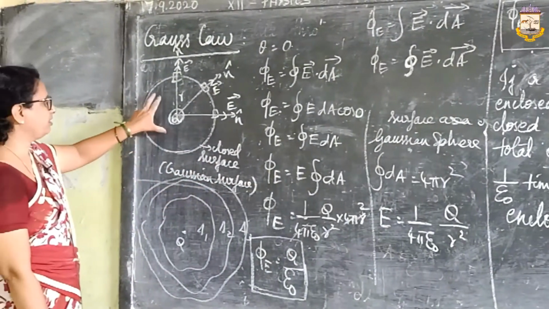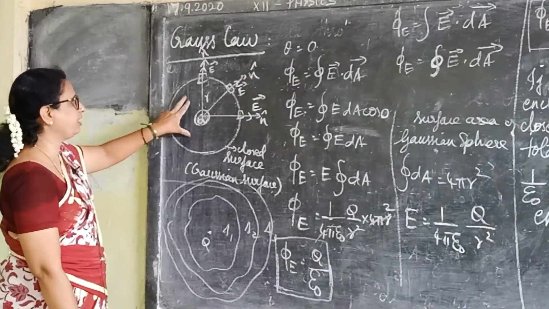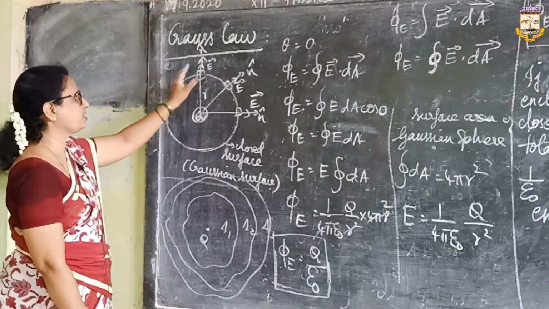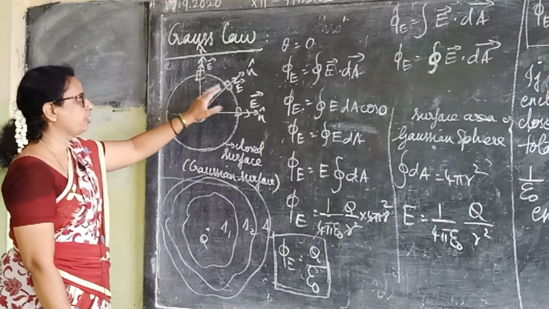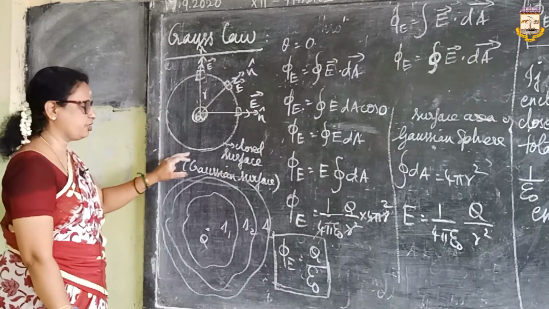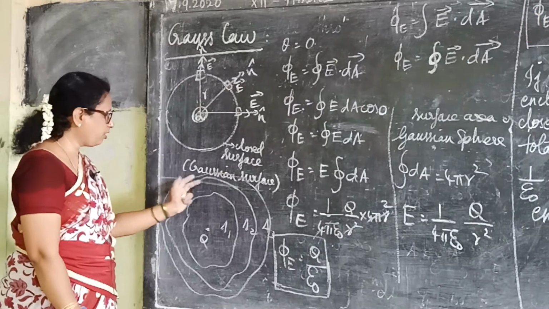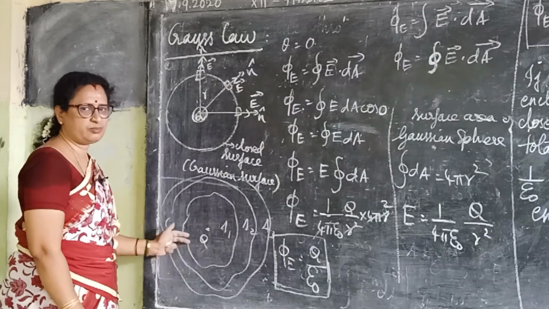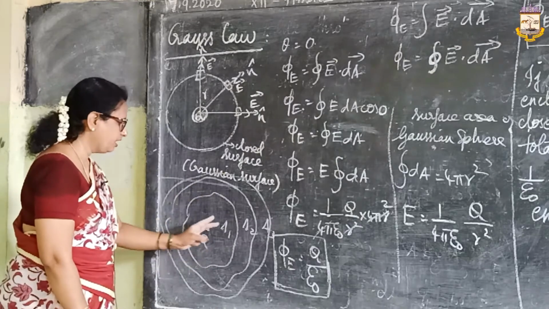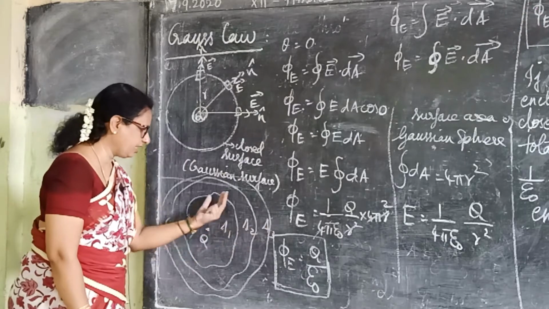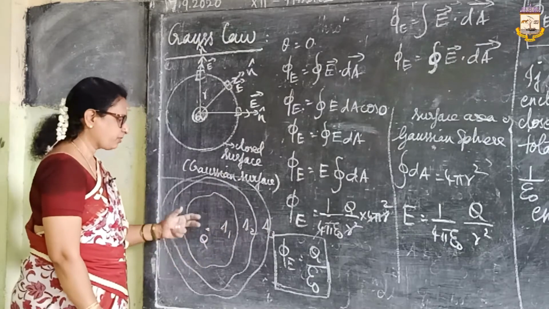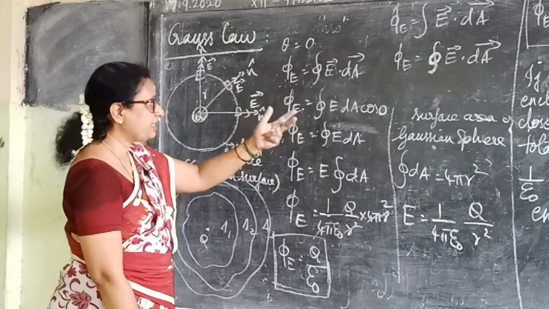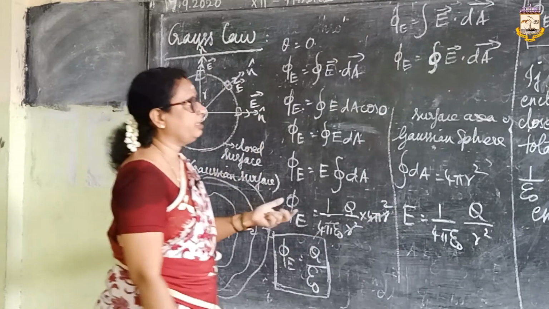For derivation purpose, I have taken this point charge q which is enclosed by an imaginary Gaussian sphere which is spherical in shape. At all times it may not have a regular shape. The closed surface may be of any arbitrary shape like this A1, A2, A3. It can be of any shape, and this equation applies as well for any arbitrary surface.